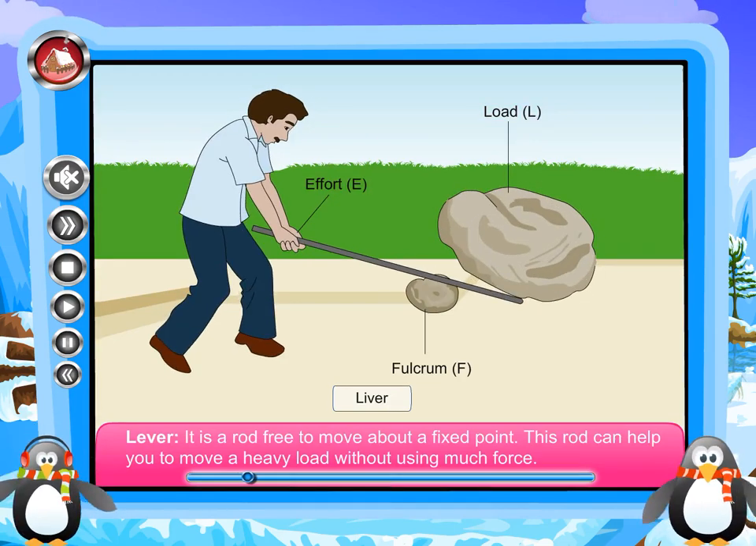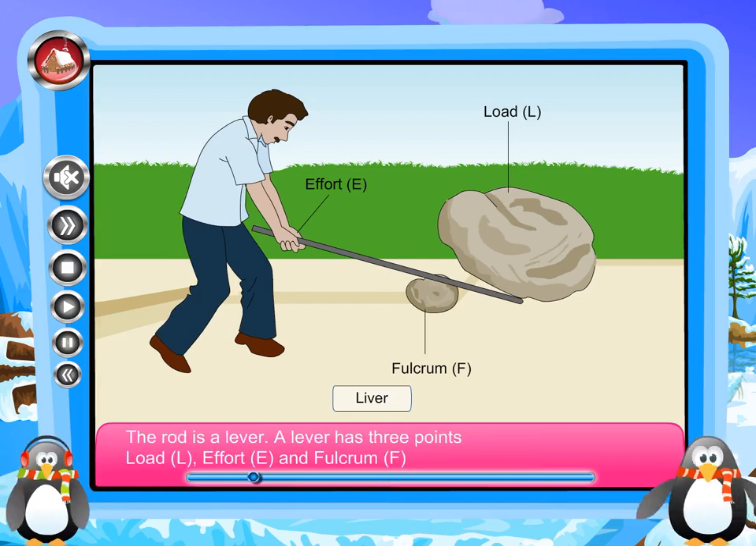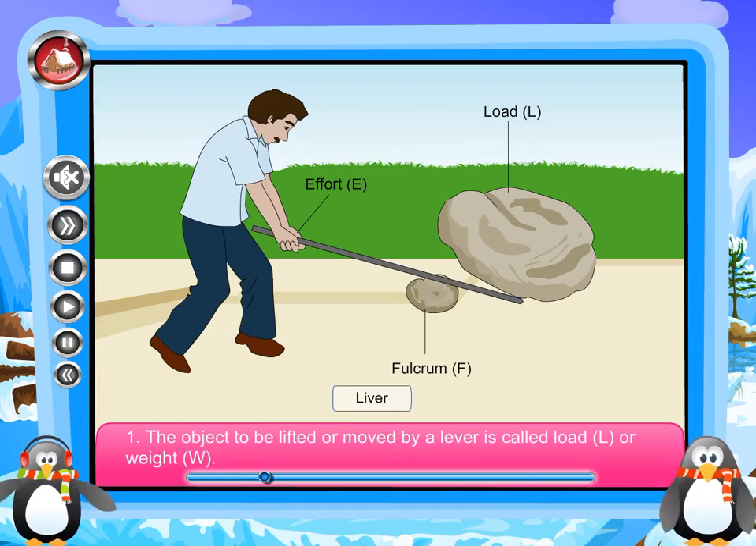This rod can help you to move a heavy load without using much force. The rod is a lever. A lever has 3 points: load, L, effort, E, and fulcrum, F. The object to be lifted or moved by a lever is called load, L, or weight, W.